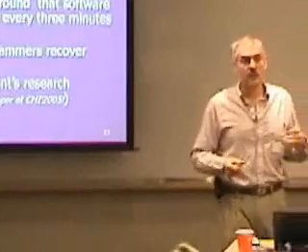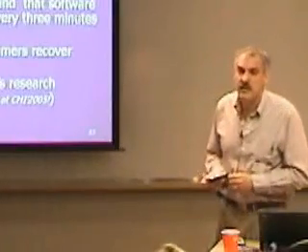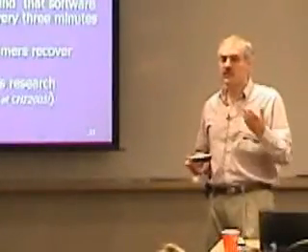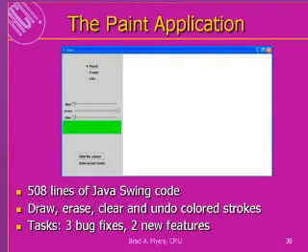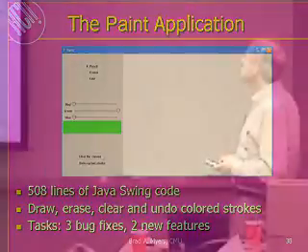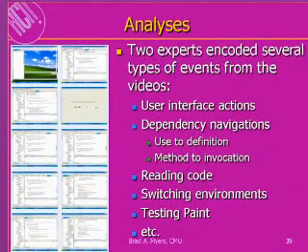And in addition, we were very interested in what programmers do to remind themselves about what they were doing, and what sort of tools programmers use to keep track of stuff. In this way we can really try and build some of those into the environment in a better way. So the paint application is a fairly small program. It's only 500 lines. It could do certain things, but there were 3 bugs and 2 new features that we asked people to work on.